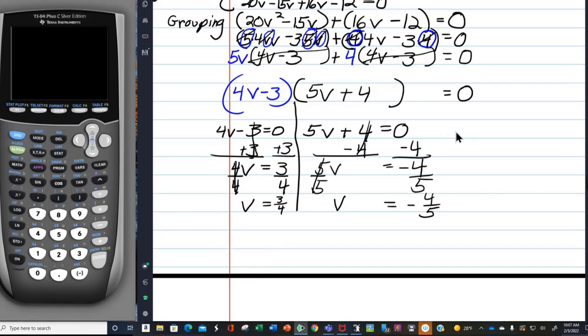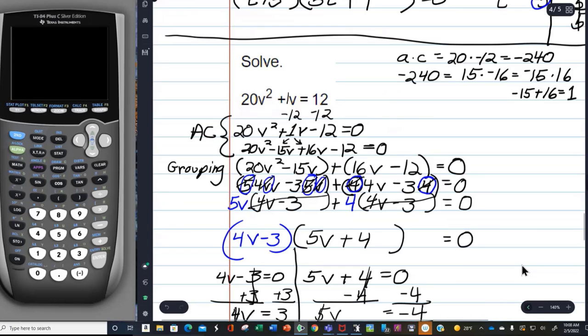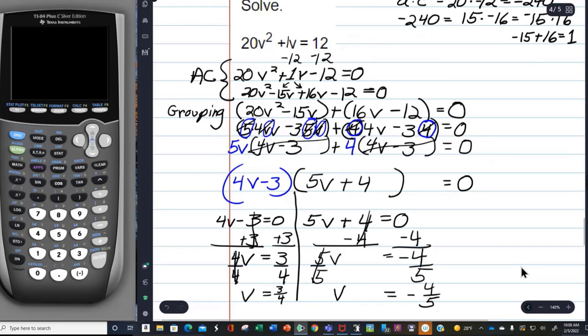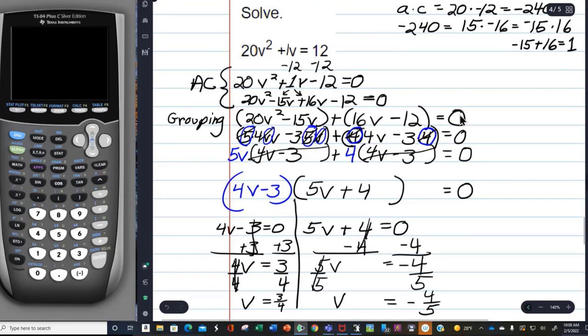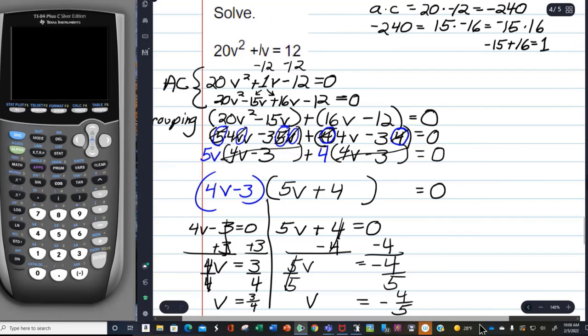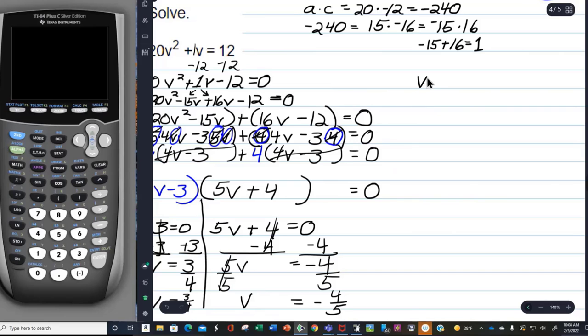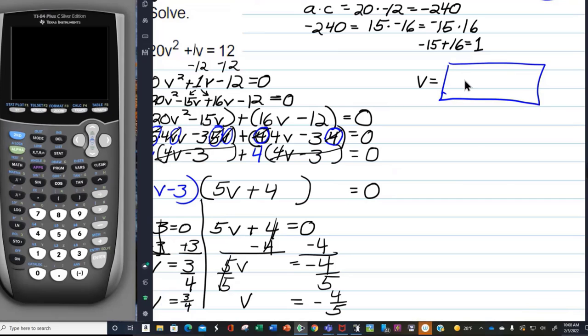And that means, let's make sure, let's go back and look. Yes. You see how different it is and how much longer it is and how much harder it is when you do not have a 1 in front of your squared term. That is, when a 1 is not your leading coefficient. You sort of don't even want to get out of bed on those days. So V equals 3/4 and negative 4/5.